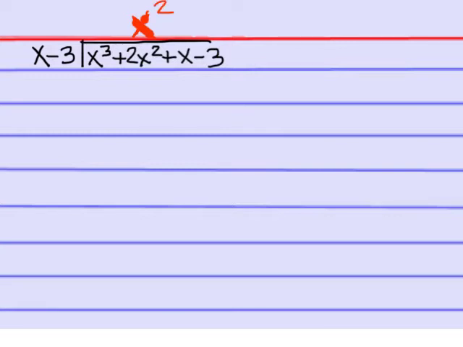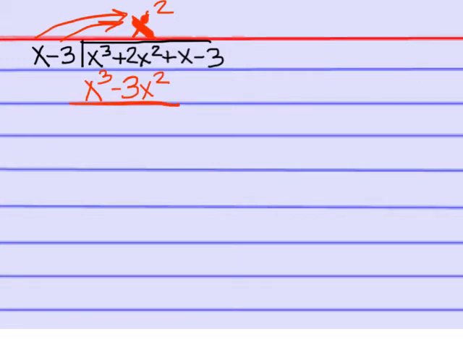Now go back and multiply that x squared by your binomial on the left. So x times x squared is x to the third. You add the exponents and write that down here. And then multiply that x squared by the negative 3. Negative 3 times x squared is negative 3x squared.